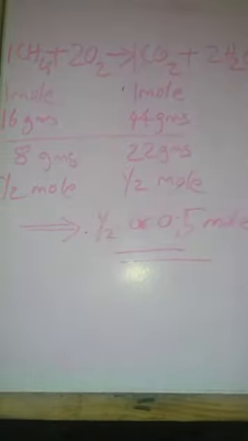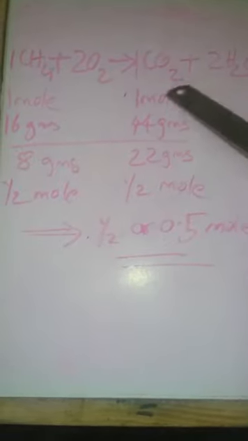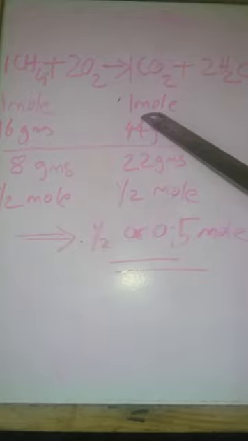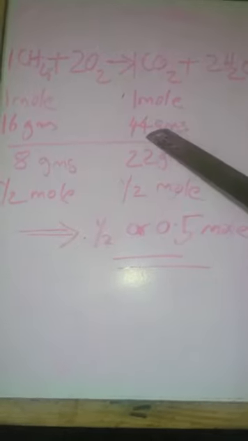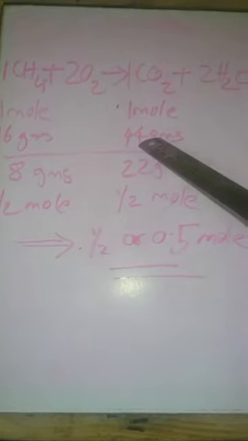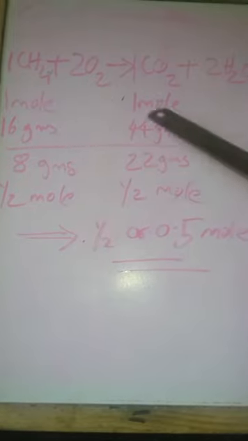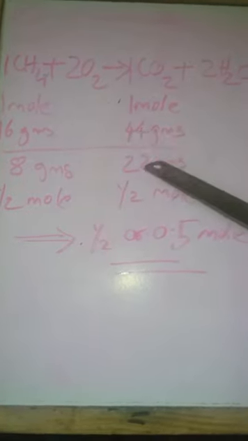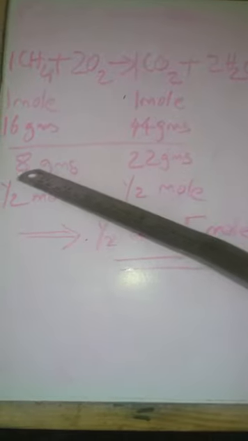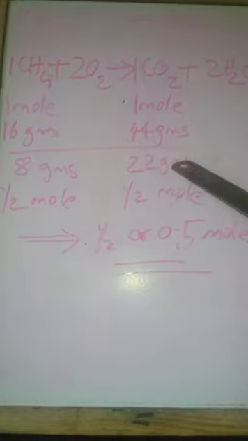So, from the balanced chemical equation, you know that 1 mole of methane will produce 1 mole of carbon dioxide. That is, 16 gram of methane will produce 44 gram of carbon dioxide. In your problem, they have asked you how many grams of methane you need to produce 22 grams of carbon dioxide. Since half of 44 is 22, half of 16 over here will now be 8. So 8 grams of methane is required to produce 22 grams of carbon dioxide.